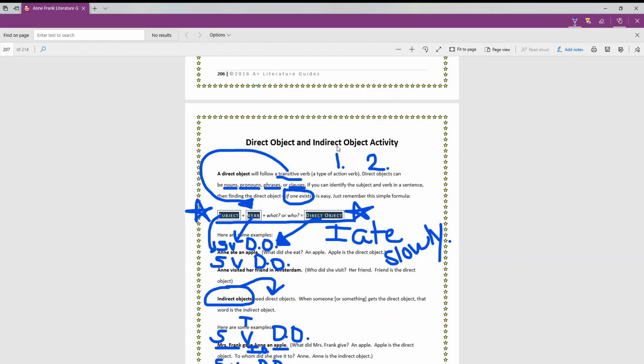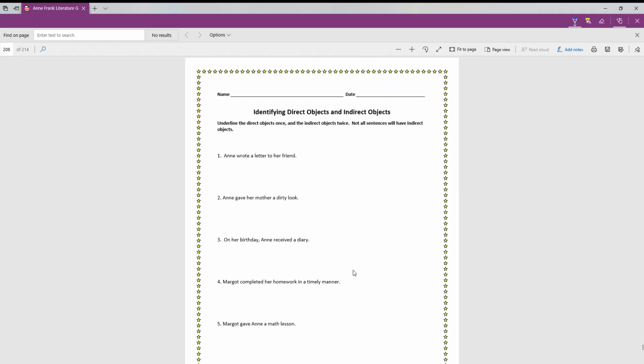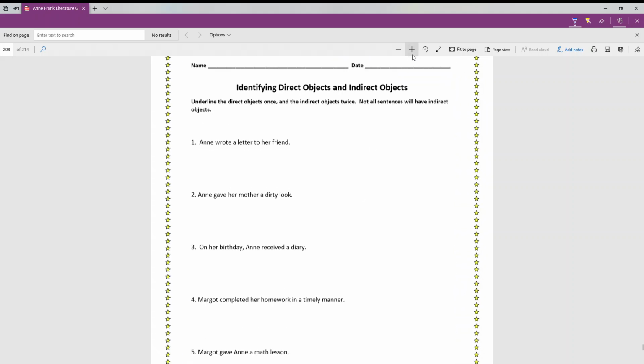To our direct objects and indirect objects notes page, and I'm going to scroll down. So this is what would be your worksheet if you had it at home. I'm going to make it bigger. There we go. So go ahead and write these down as we go, or you could pause the video right now and write them down, or you can do them one at a time. It's totally up to you. That's the luxury of having a YouTube video.